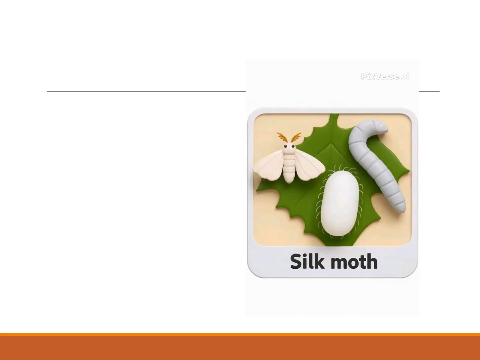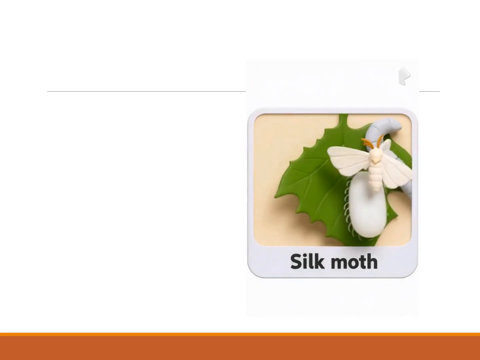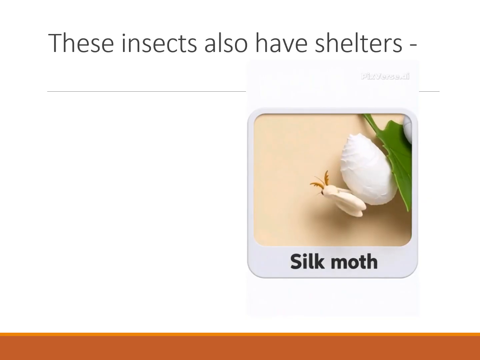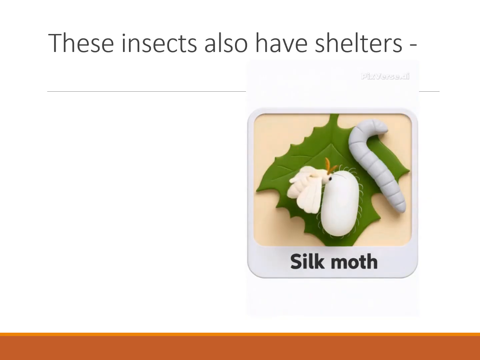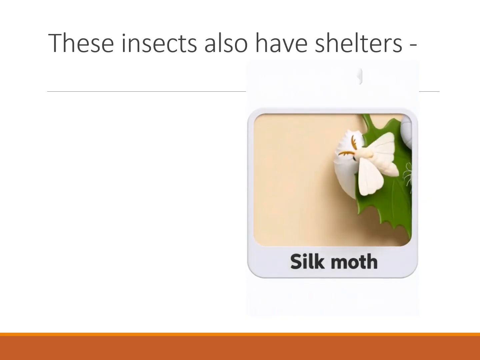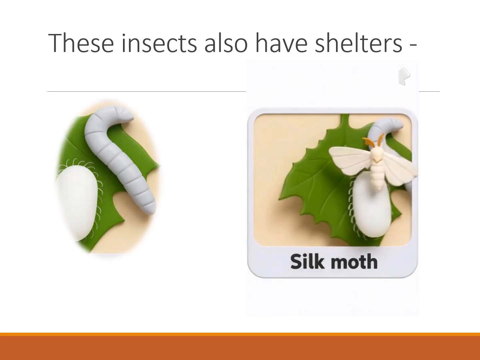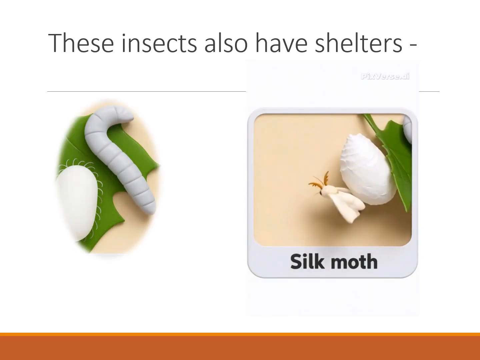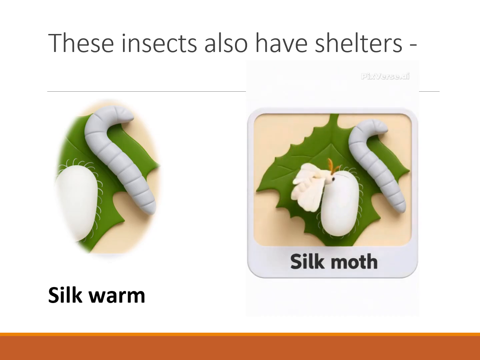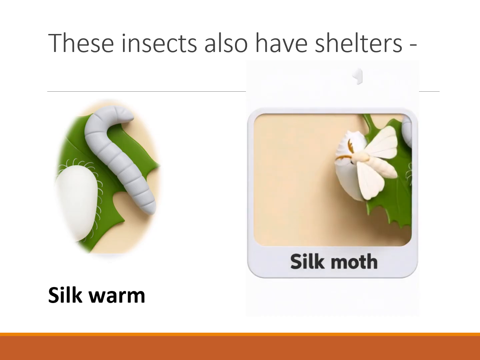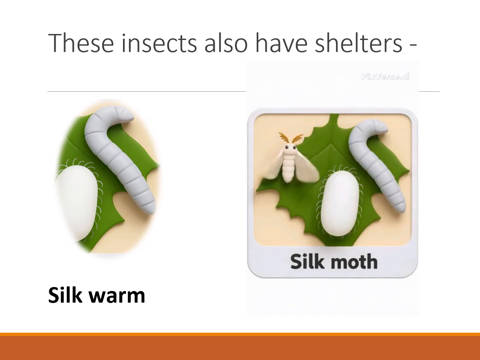Hello children. Now we will see another thing. Did you ever see this one? These insects also have shelters. Do you know? See this one? Here it is. What is it called? It is a silkworm. Do you know what it does?